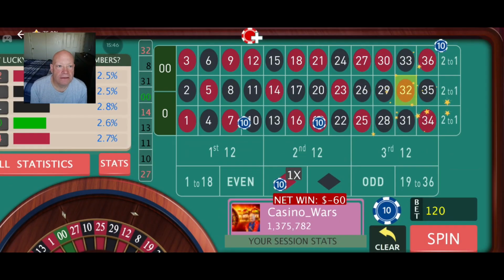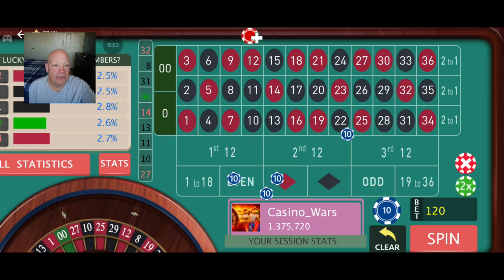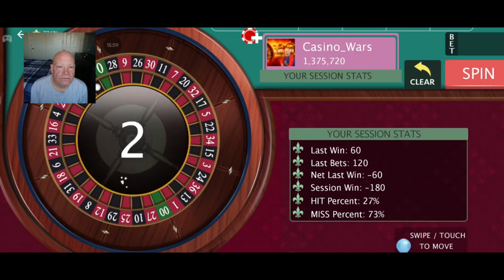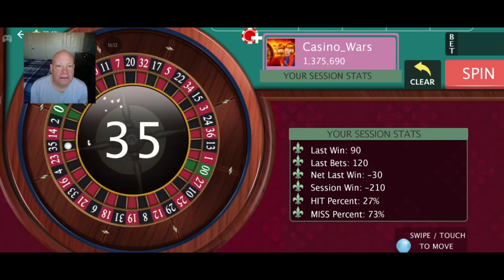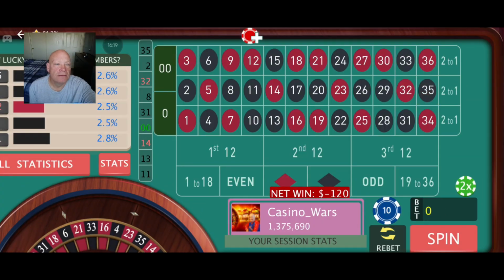All right, that's a 32 red. All right, that's a 6 unit loss. Okay, it's still a partial loss, so we're not going to increase. We're just going to rebet and spin. Okay, that's a 2 black. All right, that's another partial loss, so we're just going to rebet and spin. Let's hope we can come back. We need a red. All right, that's a 35 black though. That's a total loss. Yep, that's a total loss.